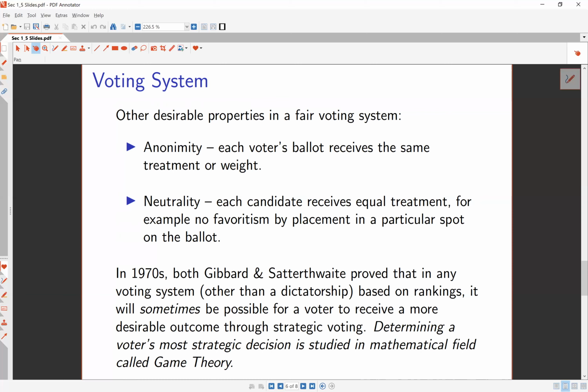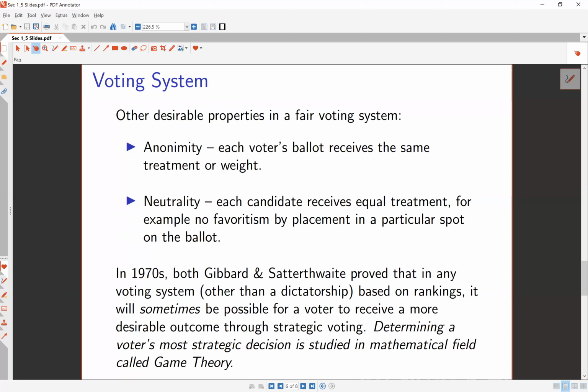Just remember, we already have said no voting system is going to satisfy all four of those properties if rankings are involved. Now we're talking about adding even more properties. So it's impossible to find a voting system that satisfies all of these properties, but maybe you can decide which properties are really important to you. And there may be voting systems that satisfy some of the properties, if not all of the properties. So what other desirable properties may we have in a fair voting system?